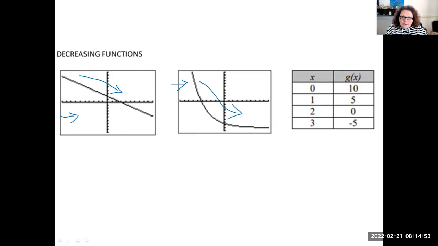And then finally, with your table, as your independent variable, your independent number, your X is going up, 0, 1, 2, 3, your function is going down, 10, 5, 0, negative 5. So that's a decreasing function, okay?